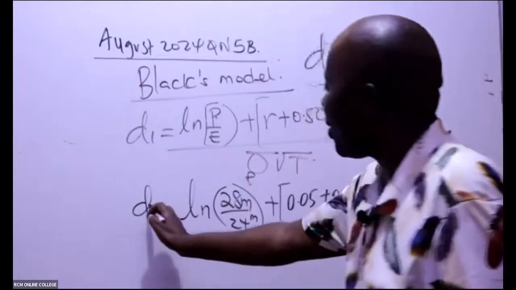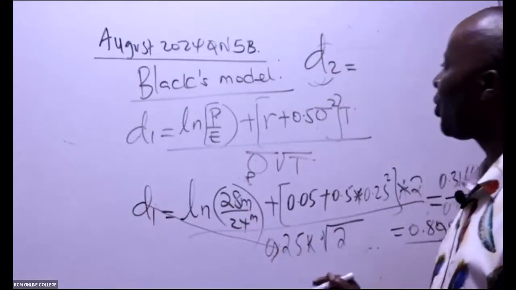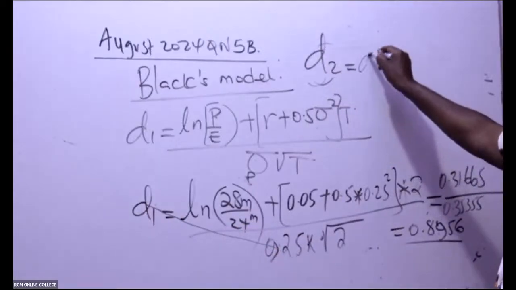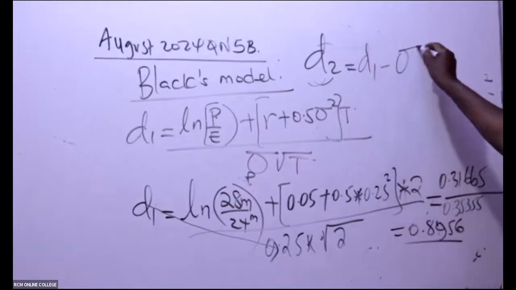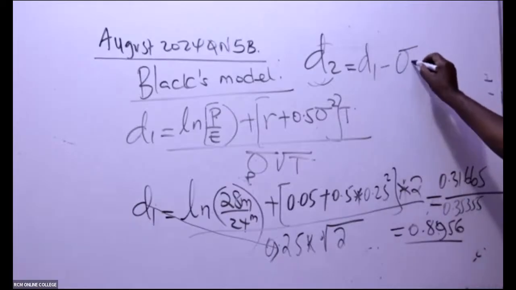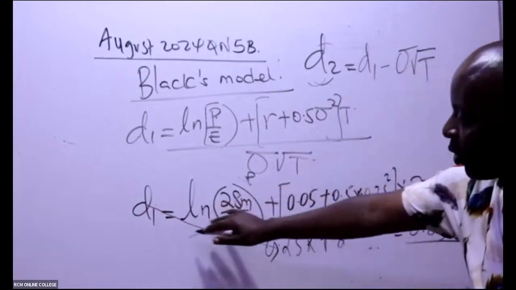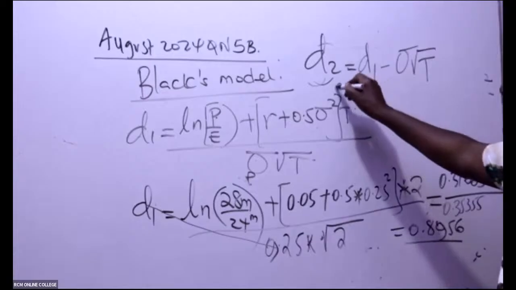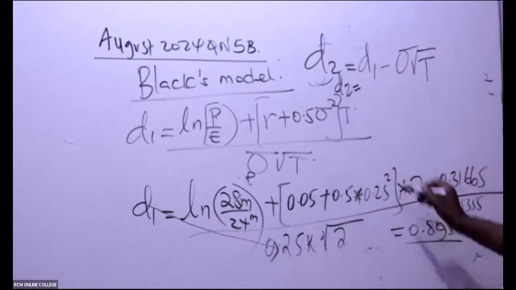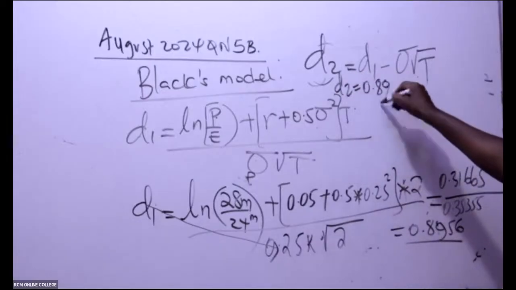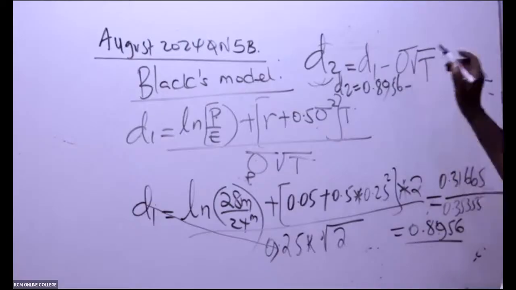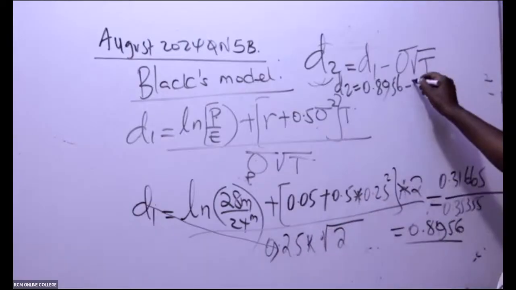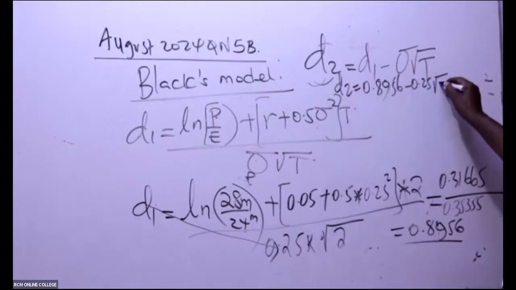So my D2 is like this. D2 will be D1 minus the standard deviation times root of T, this diagonal. You take D1 that you have just gotten here, 0.8956, minus this, the way it is, 0.25 root 2.